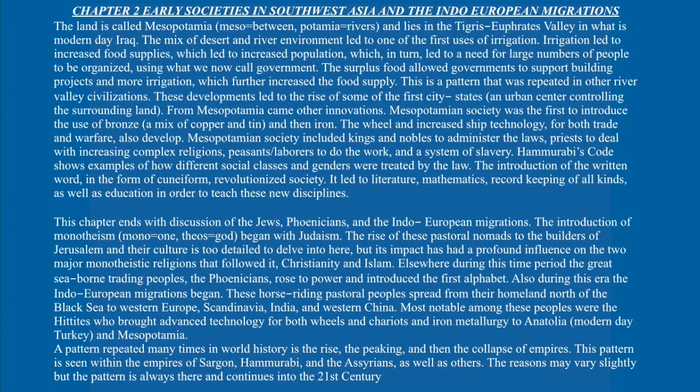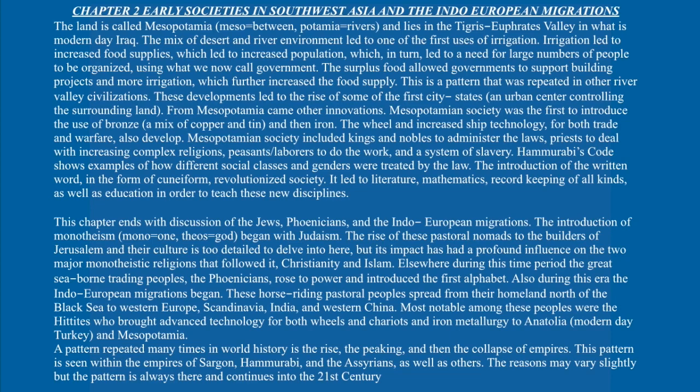From Mesopotamia came other innovations. Mesopotamian society was the first to introduce the use of bronze, a mix of copper and tin, and then iron. The wheel, and increased ship technology for both trade and warfare, also developed. Mesopotamian society included kings and nobles to administer the laws, priests to deal with increasingly complex religions, peasants and laborers to do all the work, and a system of slavery.